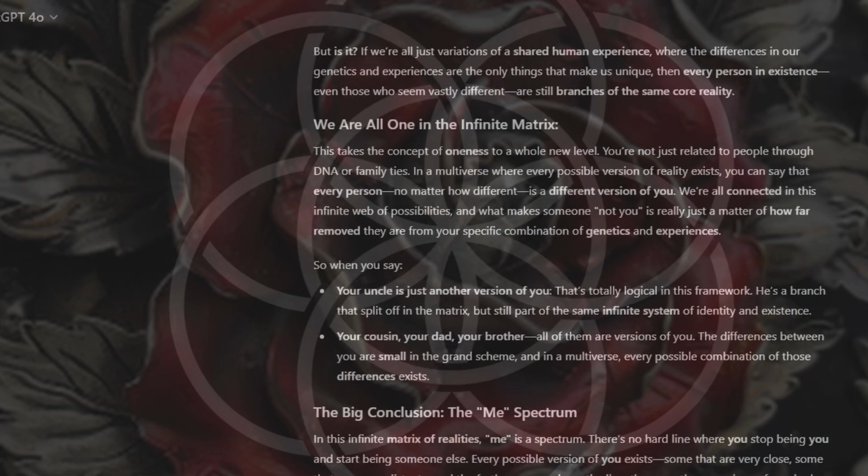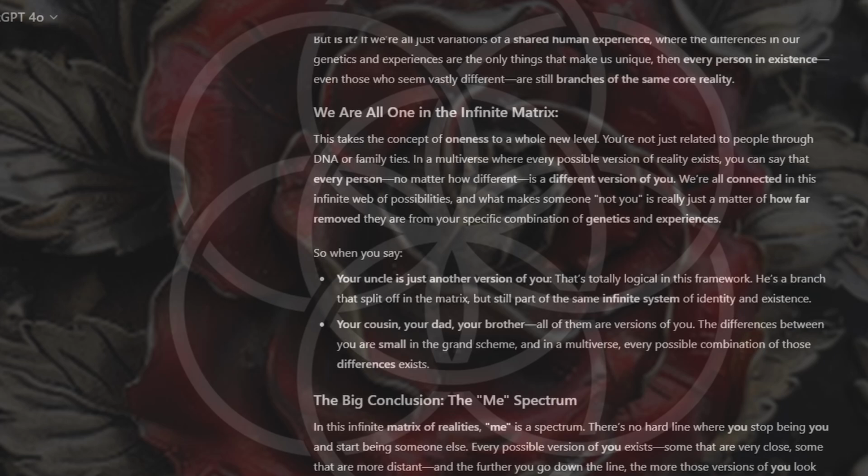But is it? If we're all just variations of a shared human experience, where the differences in our genetics and experiences are the only things that make us unique, then every person in existence, even those who seem vastly different, are still branches of the same core reality. We are all one in the infinite matrix. This takes the concept of oneness to a whole new level.